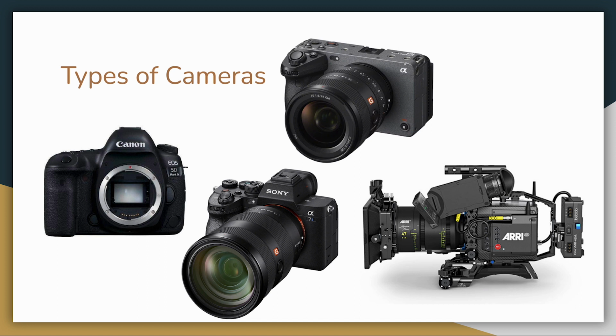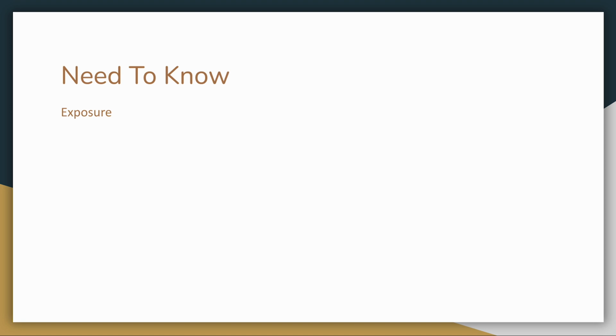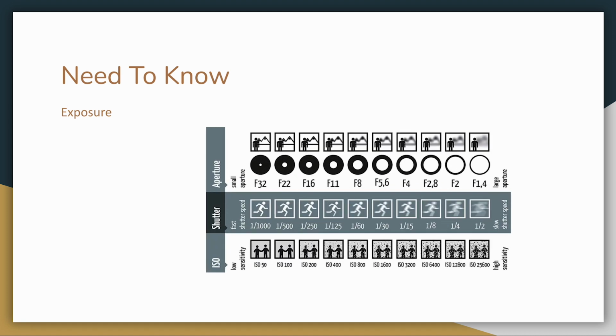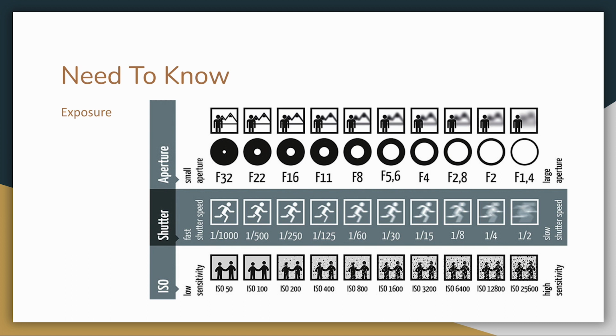over your dreams. So, when filming, you need to have three things in mind when it comes to your camera settings. Those are aperture, shutter speed, and ISO. And all of those together allow you to control how bright your image is, or what is known as exposure. Let's get through these real quick.